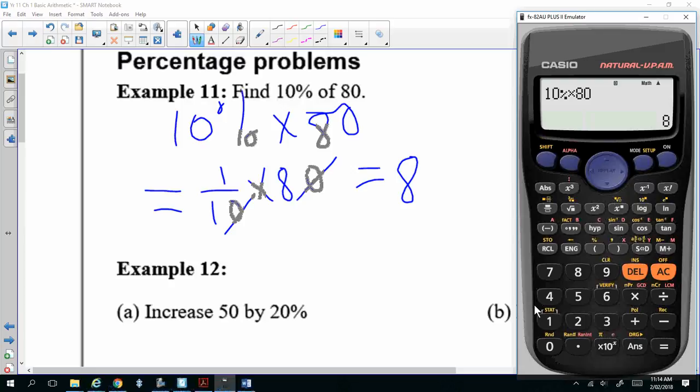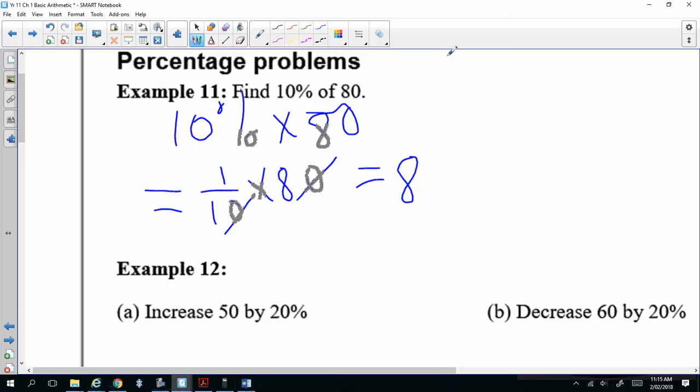Alright? You should have your calculator on your desk while this is happening so that you can check my working. Okay, have your calculator on your desk, please. Alright, once we've done that, we can then do the next problem.